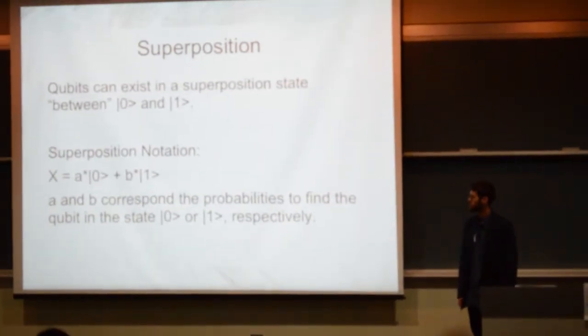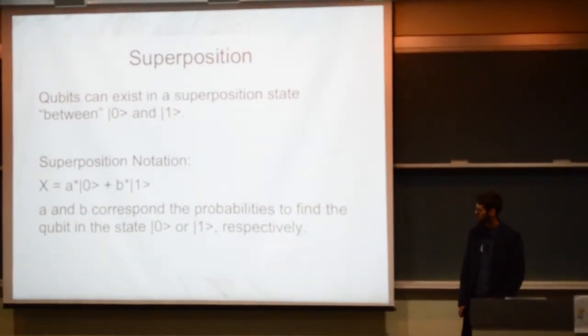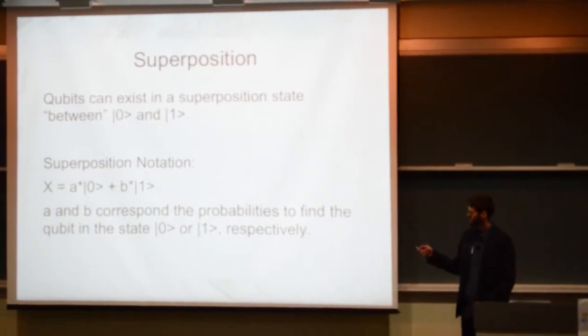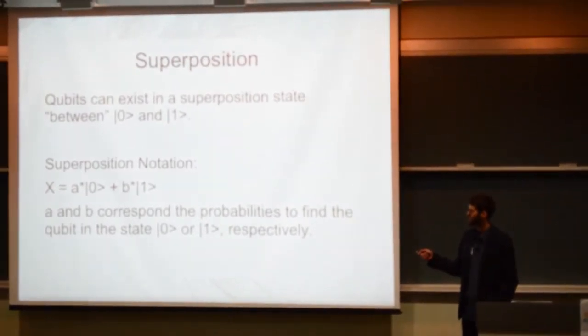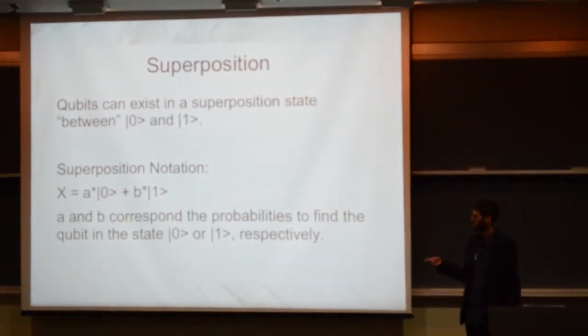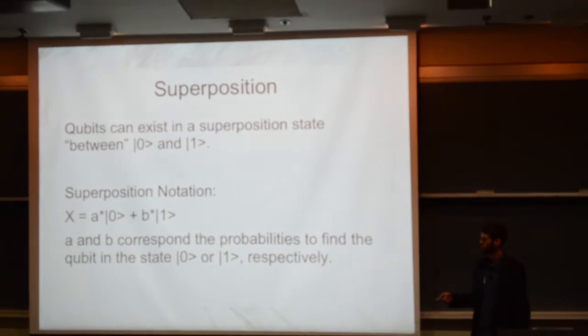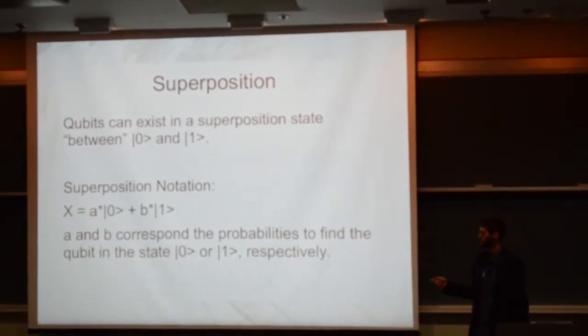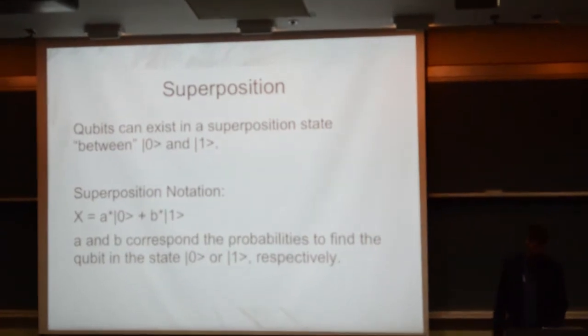And what this notation means is that when it is in the superposition, by the way, A and B are numbers, and they correspond to the probabilities to find the qubit in the state 0 or 1 respectively. So it's actually A squared that is the probability to find the qubit in state 0.